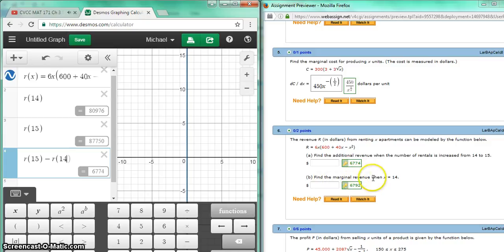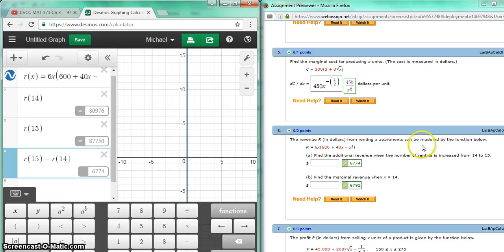Now the marginal revenue, that tells me what my slope is at 14. So that means I'm going to take the derivative of this function. So again, you would expand this, take the derivative, and then plug in 14 in your derivative. And that's how you would get the 6792. So when you see marginal, take the derivative, plug it in. If it's asking for a rate of change, that means the slope between 2 points. In this case, we were looking at the slope from a difference of 1 unit, right? 1 rental unit. And in this case, it would just be the difference of those two.